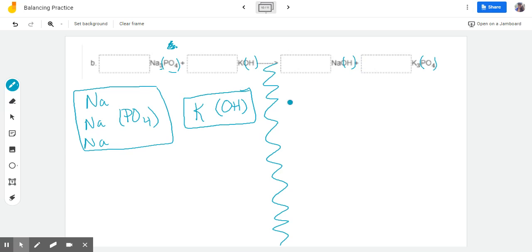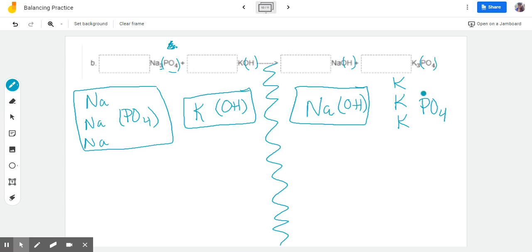Over across the arrow, the yield sign, I have 1 sodium with one of those OHs. And finally, I have our potassium phosphate, which will be 3 Ks with a phosphate. So 3 potassiums and a phosphate. All right, so looking at this, we're going to start balancing.